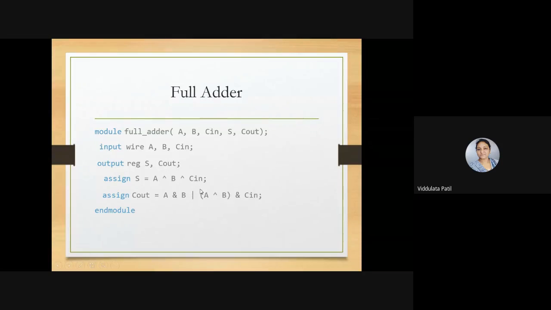For ORing operation, the operator used is a vertical bar. So A ampersand B, or in the bracket A caret B and ampersand C. Okay, so that means this statement is A and B, or A XORed with B and ANDed with C. Okay, so this is the assignment statement for carry out. After that, there is an end module. So this is the Verilog program for full adder.